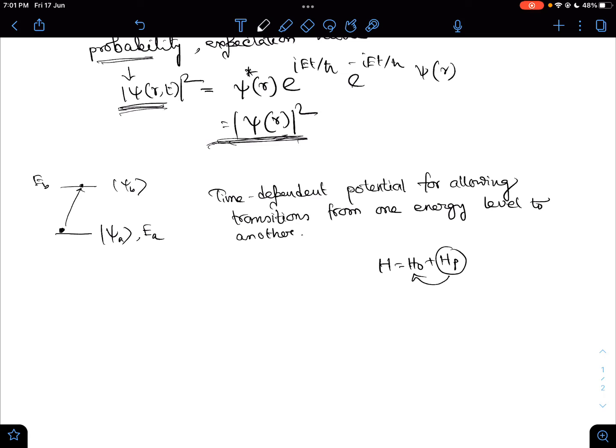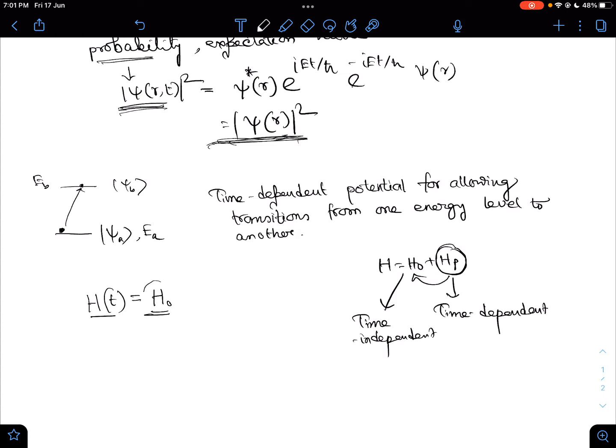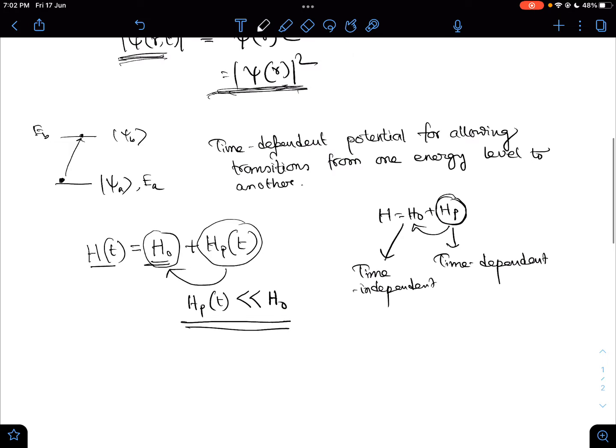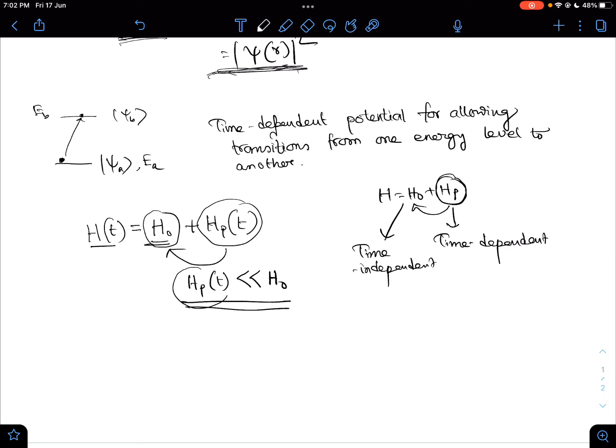In a similar fashion, here we are also assuming this part to be time dependent, and this part to be time independent. So we have our Hamiltonian, which is a function of time. It consists of two parts. One is time independent, which doesn't depend on time. And we have another term which is time dependent, and also this is small compared to H0. So H P of t at any time is small. You can write it this way. So in that case, we can treat this H P as a perturbation.